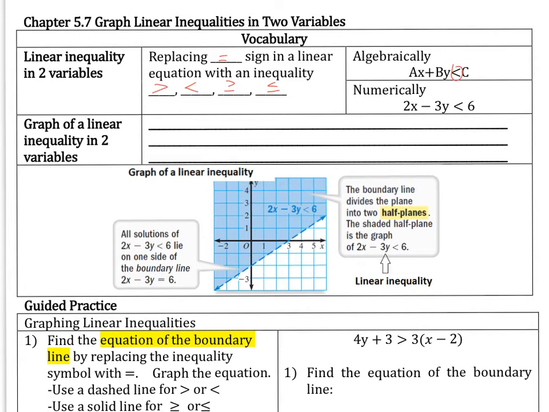So the graph of a linear inequality in two variables will be a set of points that represent all solutions of an inequality.